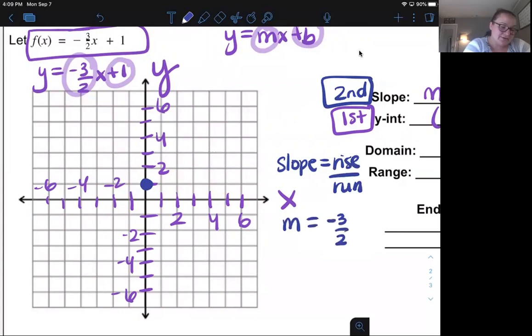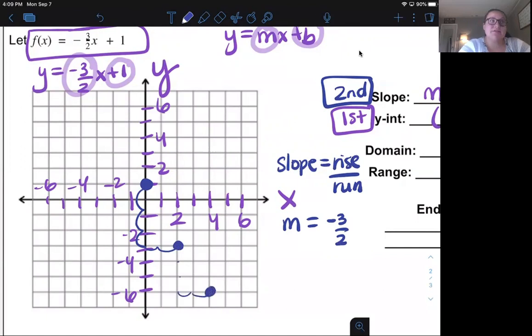So your rise would be -3, which means go down 3. So 1, 2, 3. Then you're going to run 2, and always run to the right. So 1, 2. Now do it again. Go down 1, 2, 3, then run 2, 1, 2.